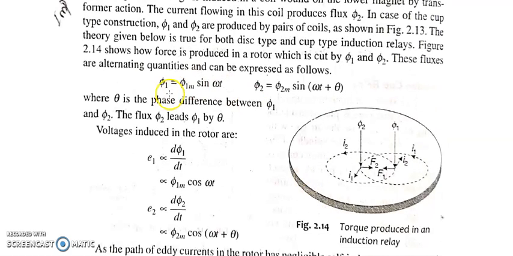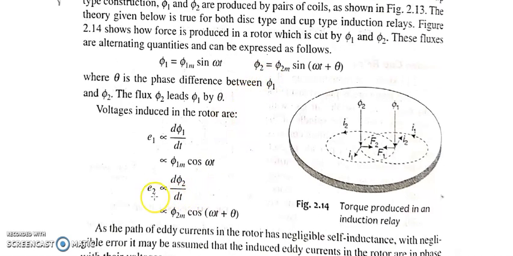We know that flux 1 will induce voltage in the rotor, that is in your disc or cup. So E1 is proportional to d phi1 by dt. Change in the flux will induce the voltage in the rotor. If I substitute phi1 and differentiate it, I get phi1m cos omega t.